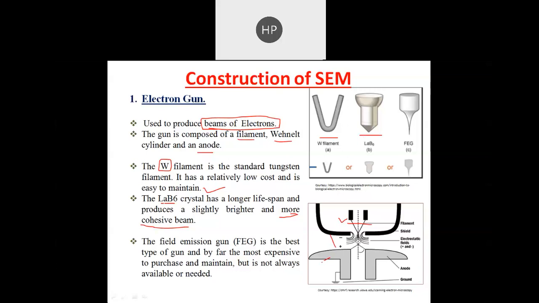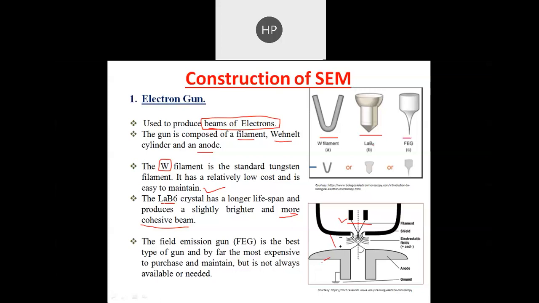So the tungsten filament has a low cost and is easy to maintain, while lanthanum hexaboride, as compared to tungsten, has a longer lifespan and also produces a brighter and more cohesive beam. While the FEG, field emission gun, is the best type of gun and by far the most expensive to purchase and maintain.